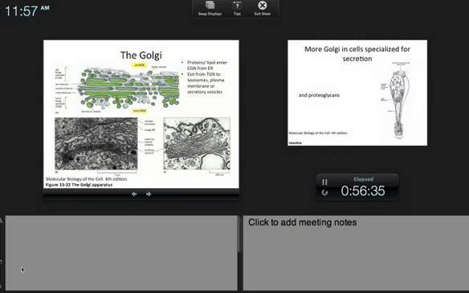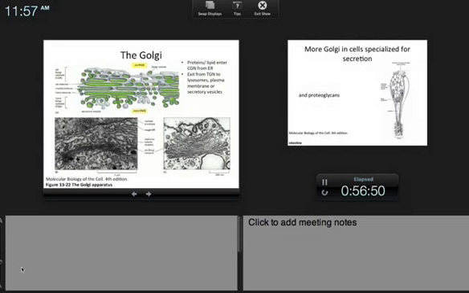The Golgi, oh my god, are we just getting to the Golgi? I've been slow today. I'm really glad I got rid of those first 4 lectures of the semester. Did you guys realize I got rid of 4 lectures in the beginning of the semester?